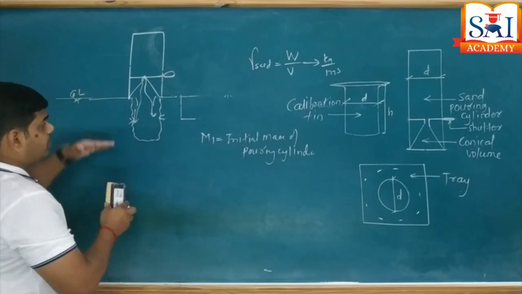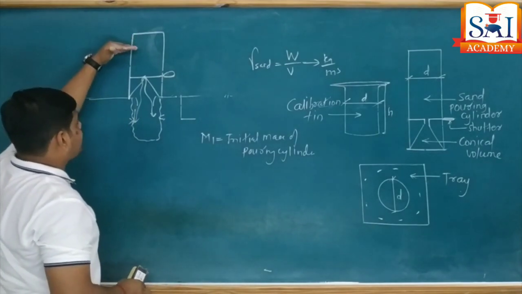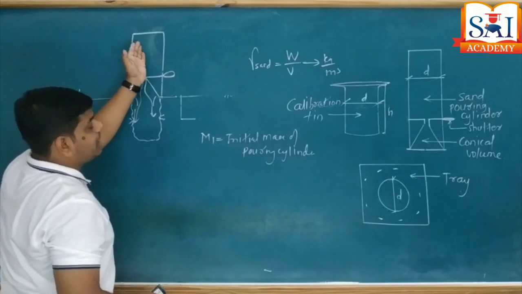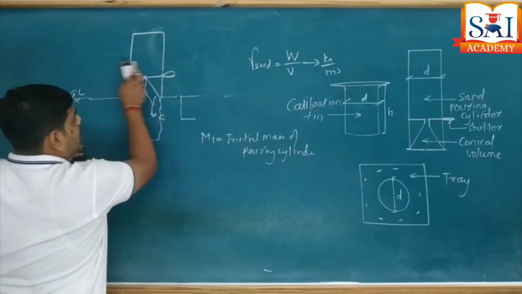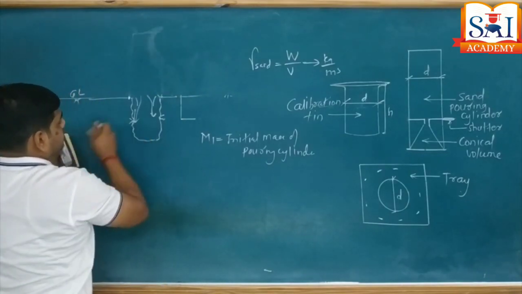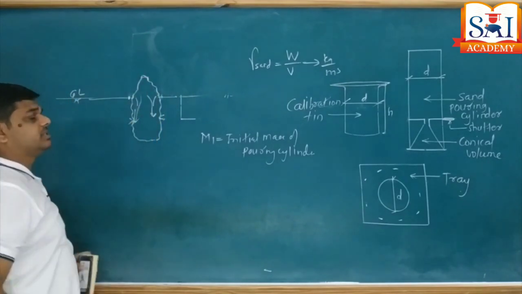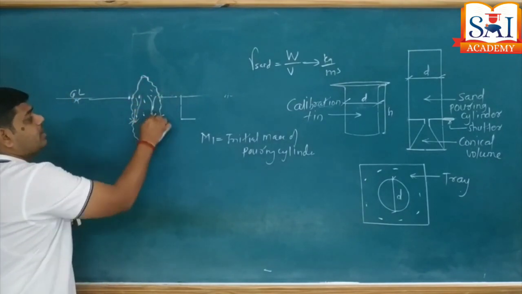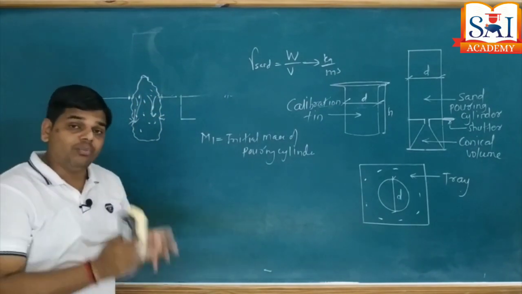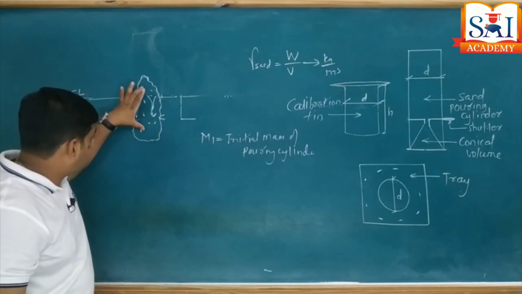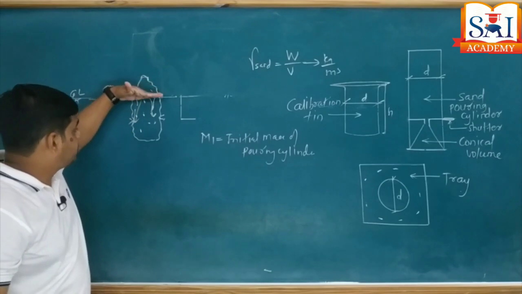After we realize the movement of sand completely stops, then take the pouring cylinder out. After taking the pouring cylinder out, you will find the shape of sand filling like this. It's a filling of sand. Now I am interested to know how much sand is inside this portion of the hole.